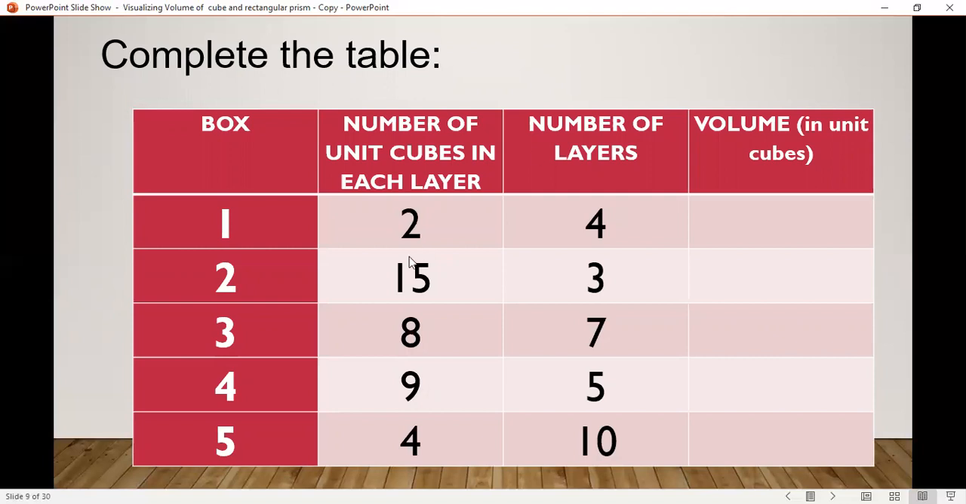Complete the table. Given number of unit cubes in each layer and number of layers. Find the volume in unit cubes. Number 1, 2 unit cubes in each layer, 4 layers. So the volume is 8. Number 2, 15 times 3, 45. Number 3, 8 times 7, 56. Number 4, 9 times 5, 45. Number 5, 4 times 10, 40.